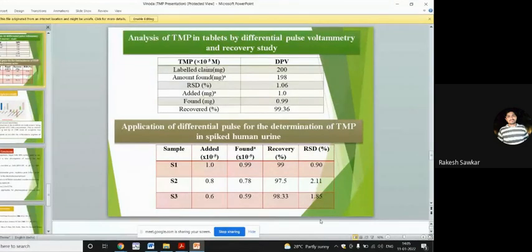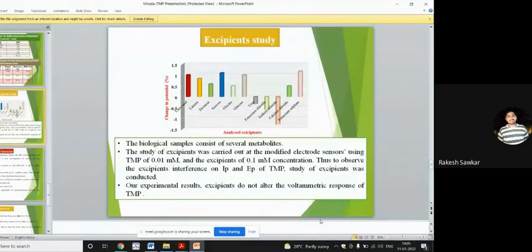Analysis of trimethoprim in a tablet by differential pulse voltammetry and recovery was also studied. The recovery obtained was 99.36%. And also the application of differential pulse voltammetry for the determination of trimethoprim in a spiked human urine sample was studied. Excipients were also studied.